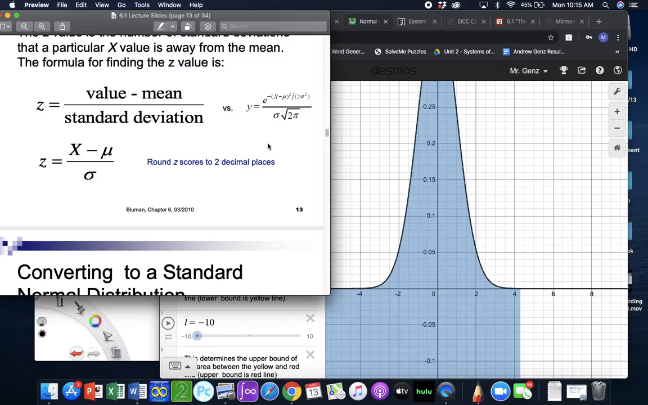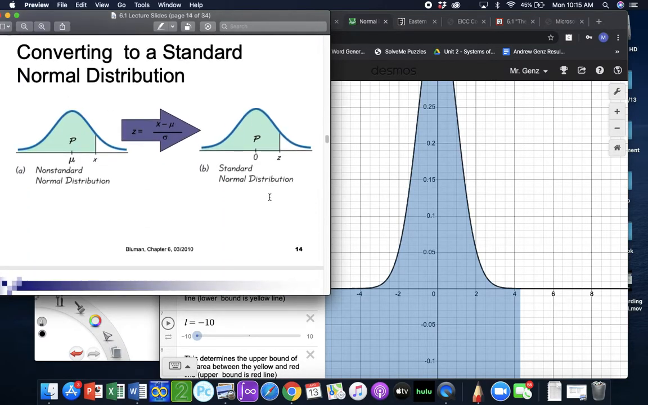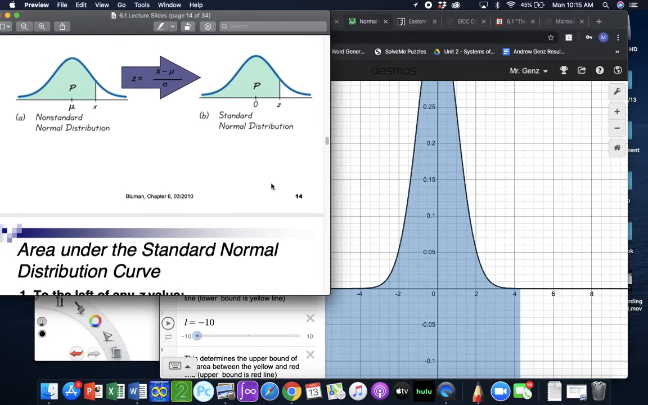If I wanted to find the area under this curve in particular, I would have to find the integral of this, and then depending on what I'm asking for, I would have to find the area of that segment. But we're not going to have to do that. You don't have to know calculus to know how to find the probability.